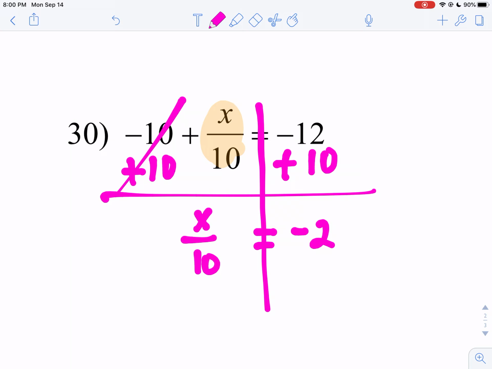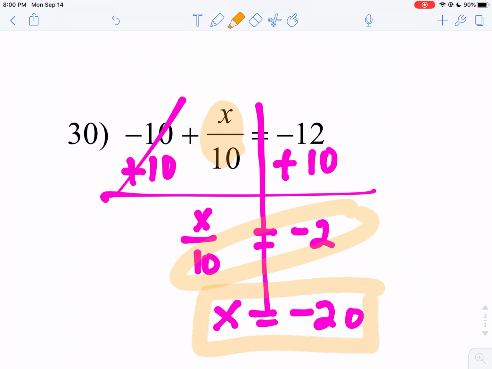Or just like we did number 1, this is x divided by 10, so you multiply by 10, which is essentially the same thing as cross multiplying these two numbers. So you will get x equal to negative 20, and again, before you box your answer, go and check the back of the book.